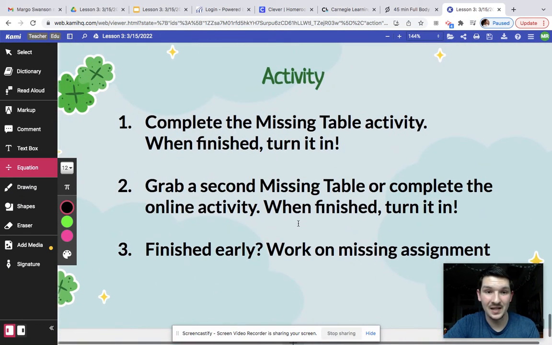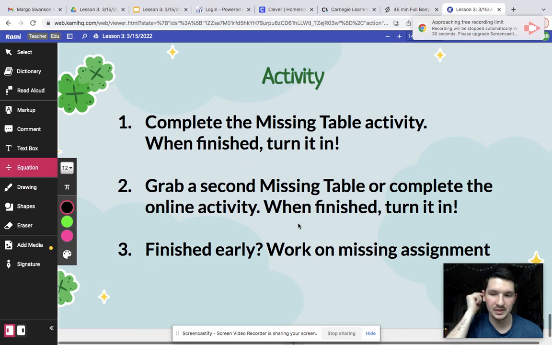Your activity today: complete the missing table activity. When finished, turn it in. Grab a second missing table, or you can complete the online activity that you will find in Schoology. If you finish one of those as well, turn it in. You are required to make sure that you get as much done as possible today. If you finish early, you can work on missing work from my class or another class. Check your grades, make sure you're passing your classes. Do your work hard, be diligent, please.